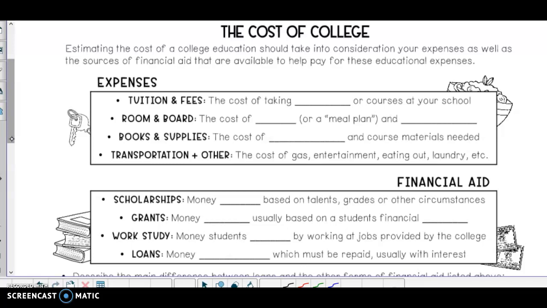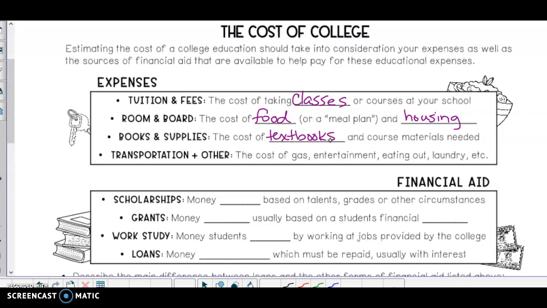So, expenses that we might have: tuition and fees. This is the cost of taking classes or courses at your chosen school. Room and board is the cost of food, or you can do a meal plan, and your housing. So if you're going to live in a dorm. Books and supplies, the cost of textbooks, being online or hardback, are very expensive, and course materials needed. So if you have a science lab, you might have materials you need to buy there. Transportation and others, the cost of gas, entertainment, eating out, laundry, and so on.